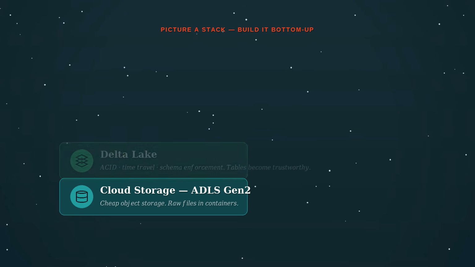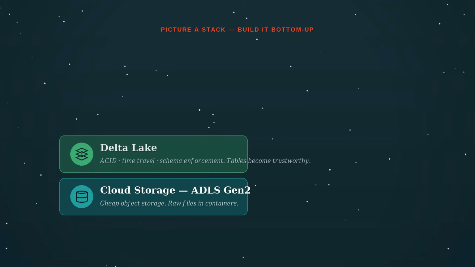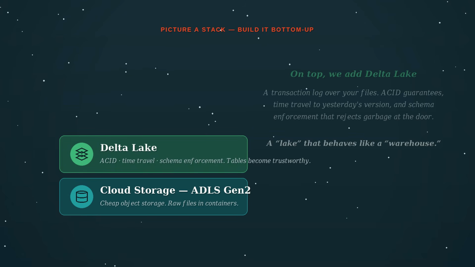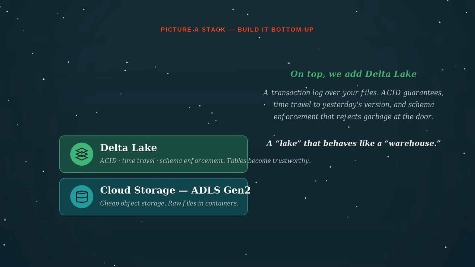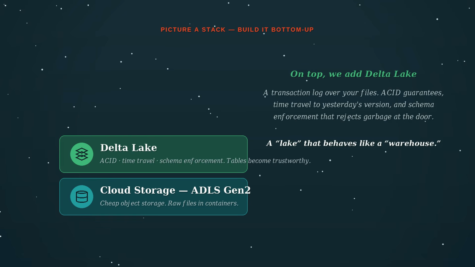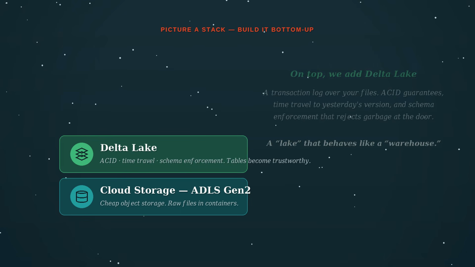On top of that, we put Delta Lake, and Delta is the magic that turns that pile of files into something trustworthy. It adds a transaction log over your files, which gives you ACID transactions, real database guarantees, plus time travel, so you can query yesterday's version of a table, and schema enforcement, so garbage data gets rejected at the door. Delta is what makes a lake behave like a warehouse. That is the lakehouse, best of both worlds.